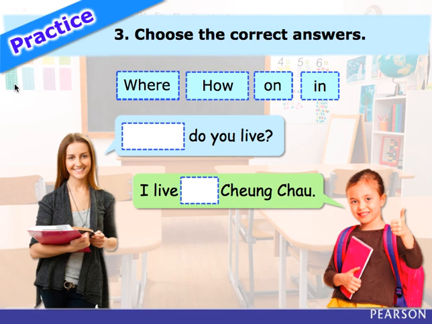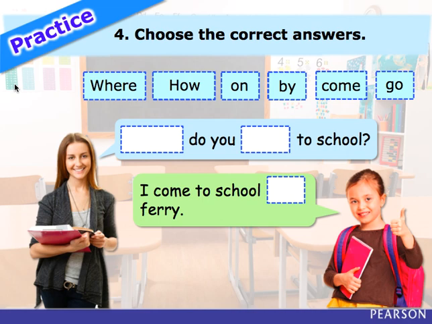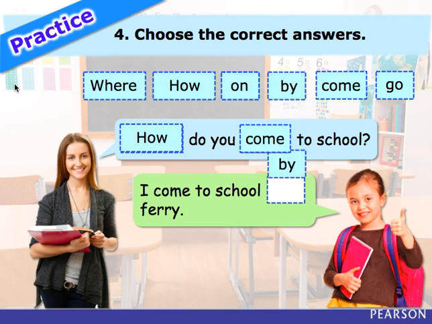Question 3. Where do you live? I live on Cheung Chau. Question 4. How do you come to school? I come to school by ferry.